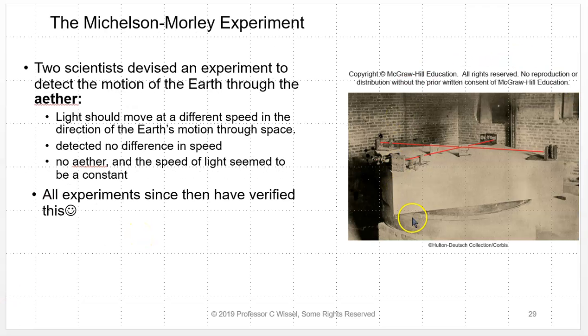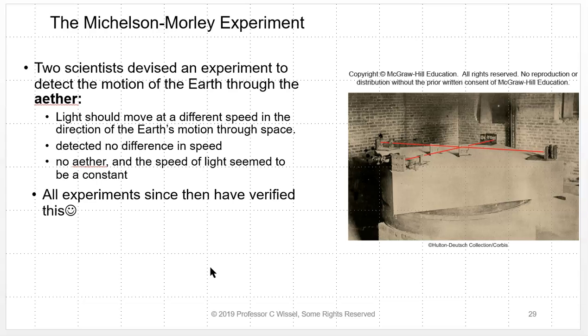This is a picture of the Michelson-Morley experiment. These two scientists devised an experiment to detect the motion of the Earth through the ether. The ether was a medium proposed to allow light to travel through the vacuum of space, sort of the way that air allows sound to travel. Light should move at different speeds in the direction of the Earth's motion through space and the ether than it does in different directions. But they detected no difference in speed.